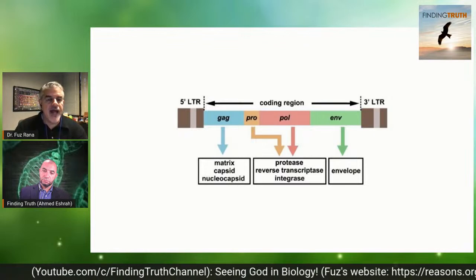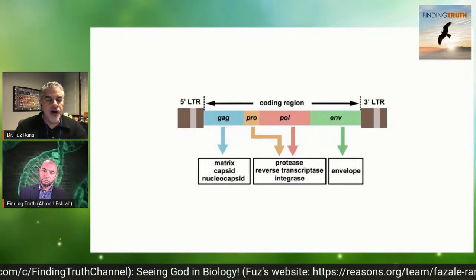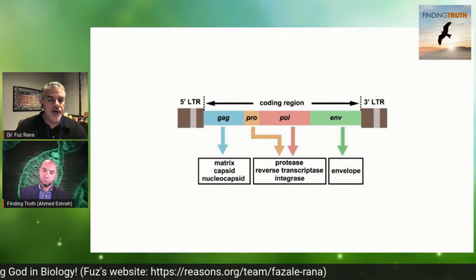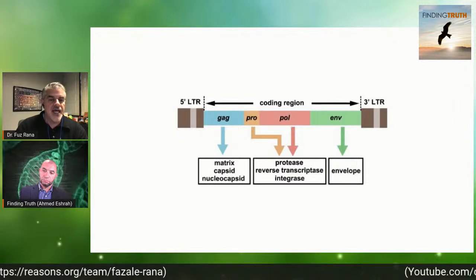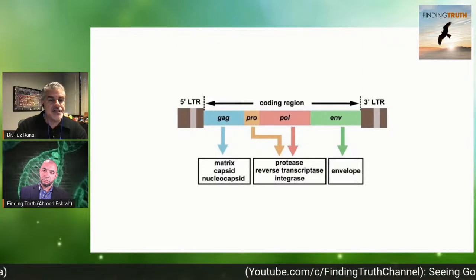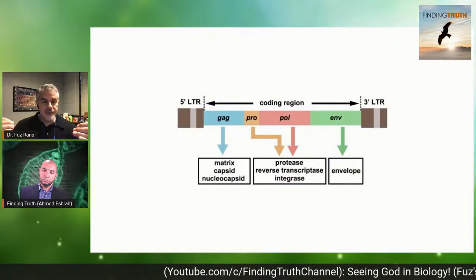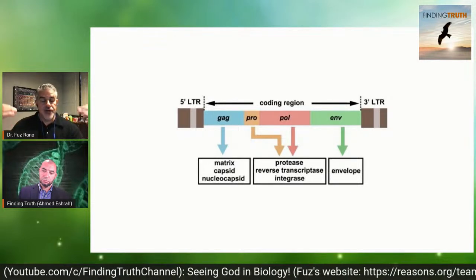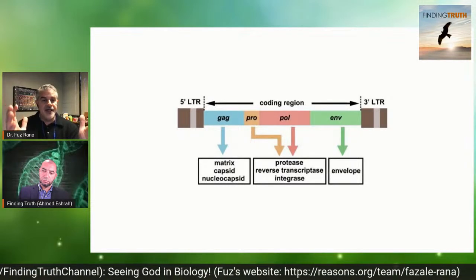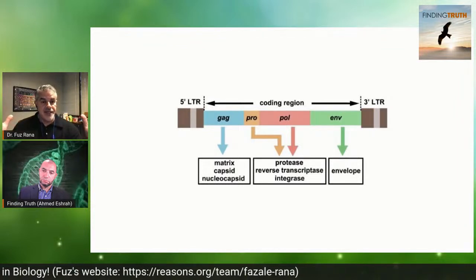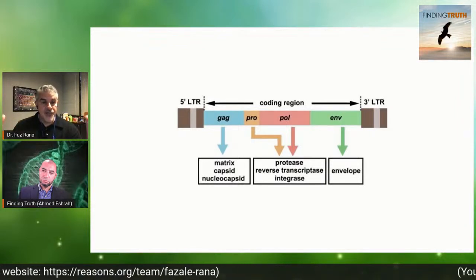primarily. And then you have the pro and the pol genes. The pro gene encodes the protease, and the pol gene encodes reverse transcriptase and integrase. And then you have the ENV gene that encodes the envelope proteins. So when this retroviral DNA is transcribed, you would have essentially the GAG, pro, pol, and ENV genes that are all there.